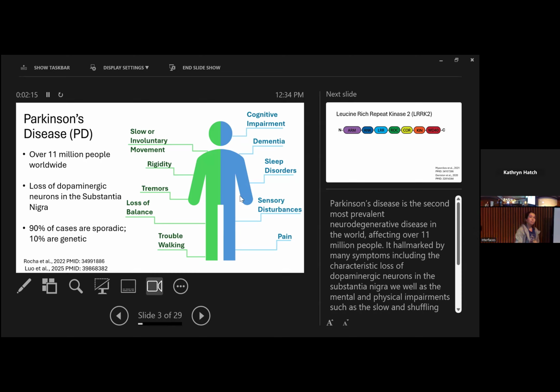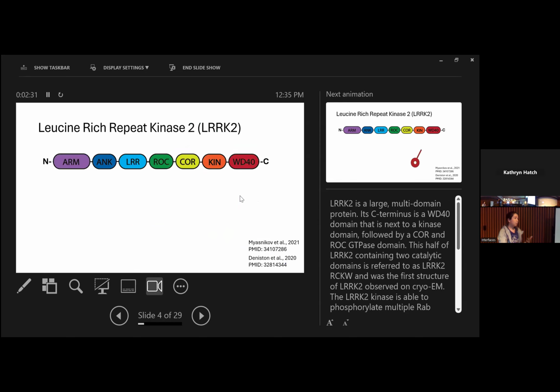And although for 90% of Parkinson's disease cases, there's actually no underlying cause. They don't know why Parkinson's disease cropped up. About 10% of cases are hereditary, so they come from someone in your family. And of those heritable versions of Parkinson's disease, one of the most commonly mutated genes is LRRK2, this leucine-rich repeat kinase 2. And it's a really large protein.